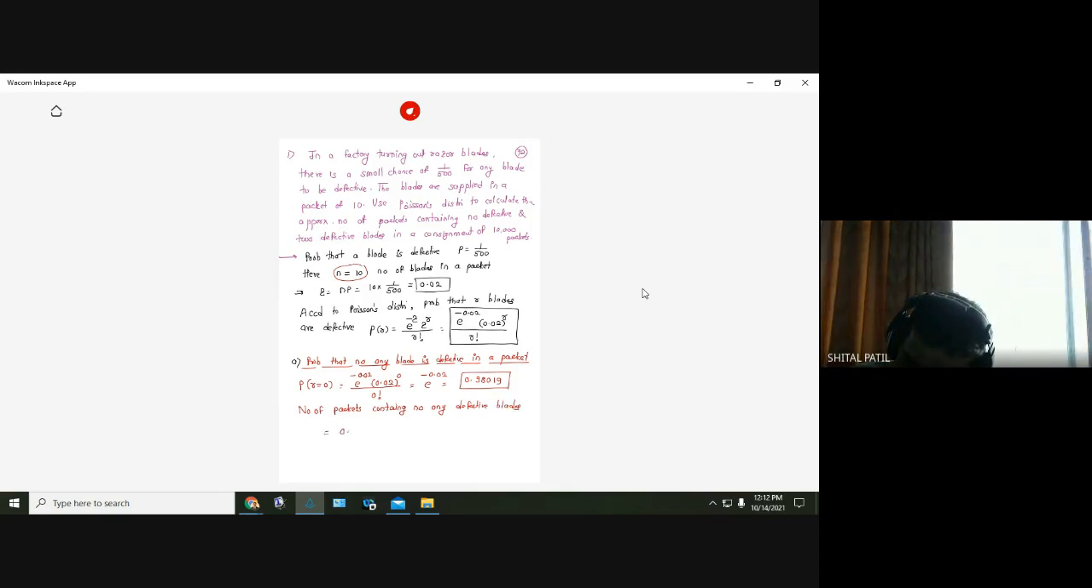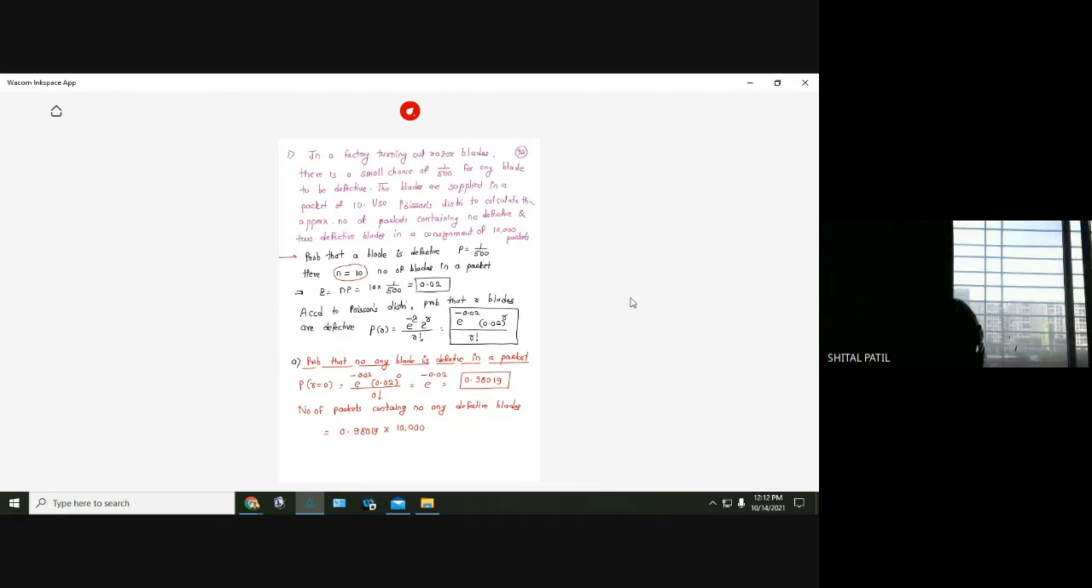So 0.98019 into how many packets are there in one consignment? 10,000. So you multiply it by 10,000. So approximately 9802 packets are there. It's a good company, right?